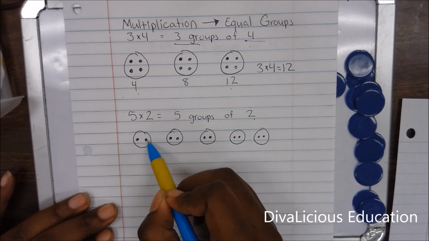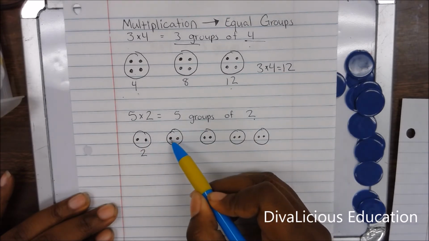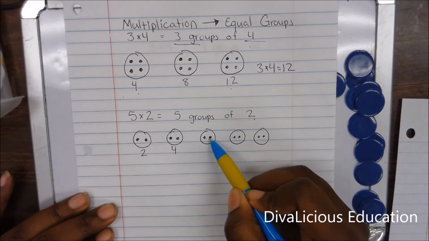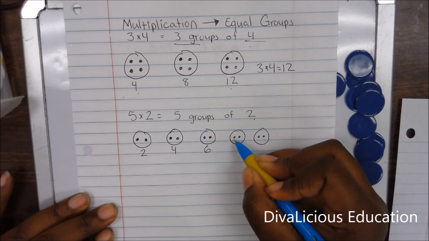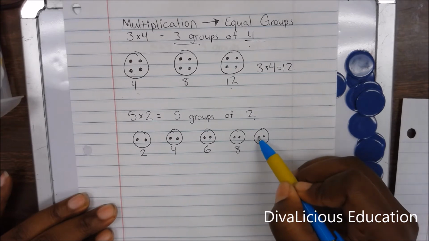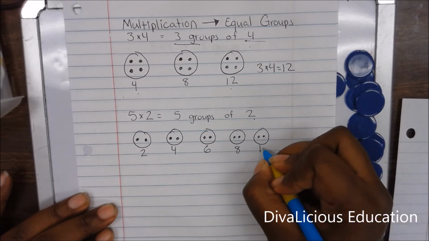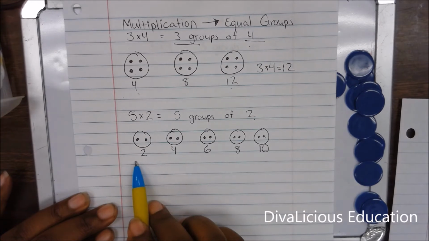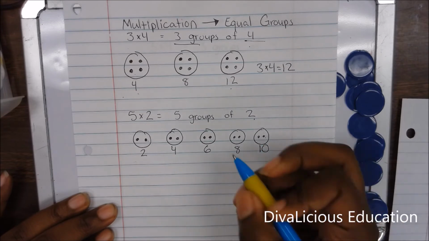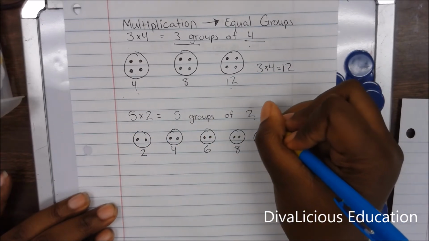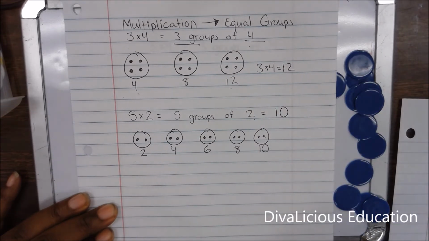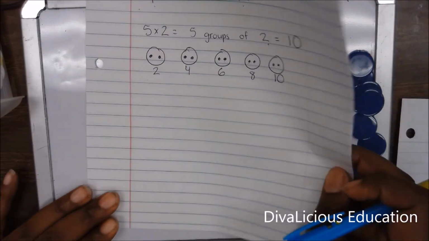So I know that this has 1, 2 in it, and this would have 3, 4, and this would have 5, 6, and this would be great, 7, 8, and this would be great, 9, 10. So then I can look and I can see my skip counting that 5 groups of 2 is 2, 4, 6, 8, 10, which means that 5 times 2, or 5 groups of 2, equals a product of 10. Good.